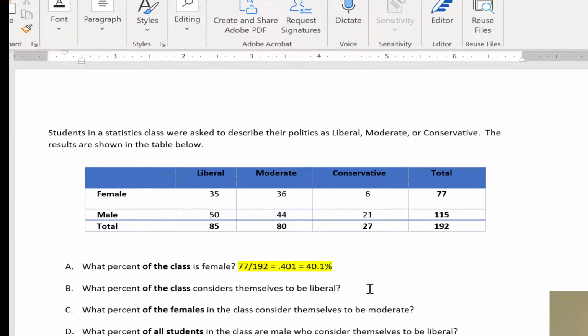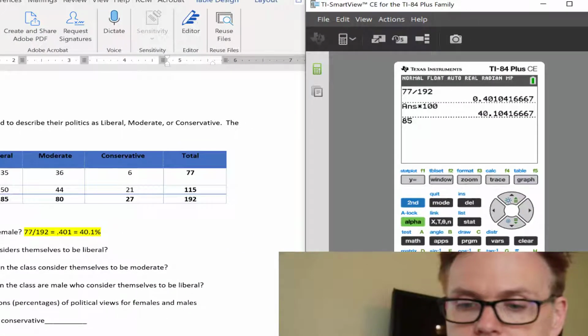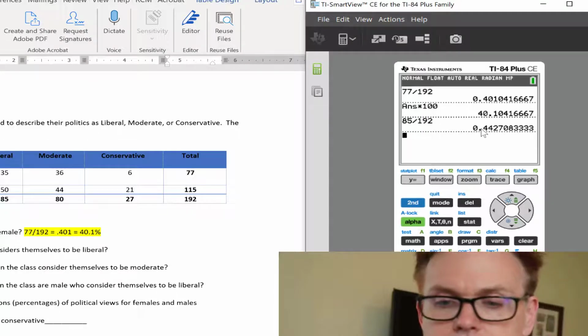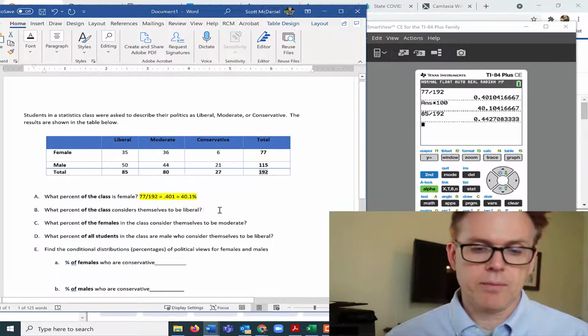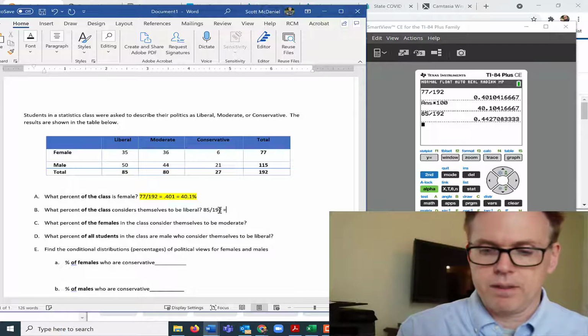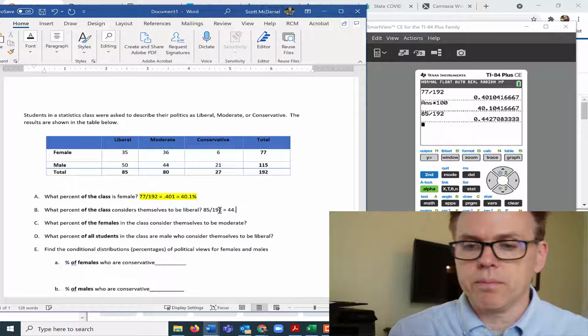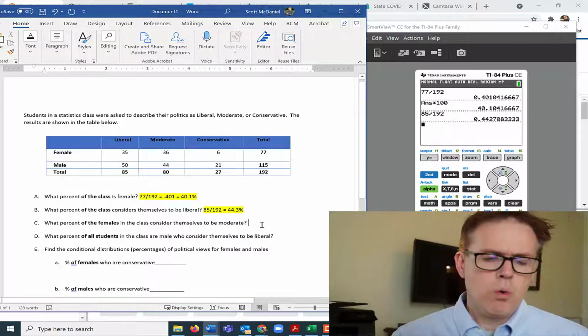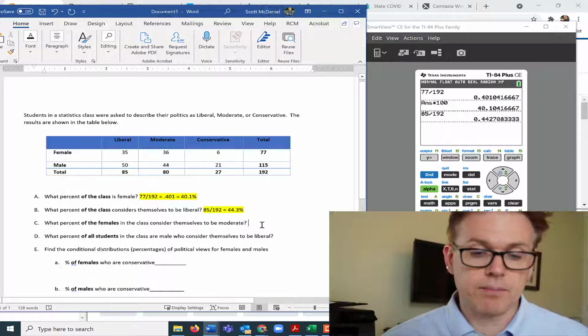How about this next one, B? What percent of the class considers themselves to be liberal? Of the class, again, here's my total. And now we want to count the number of people that consider themselves to be liberal. We have a total of 85 over 192. So we can say 85 divided by 192. And so we're going to get about 44.3%. So again, on your paper, tell me what you did to get that: 85 divided by 192 equals, and we'll just go straight to the percent, 44.3%.